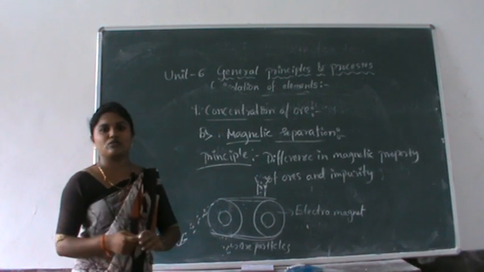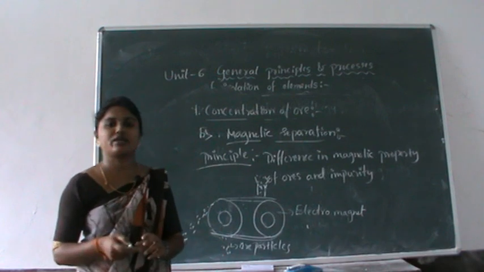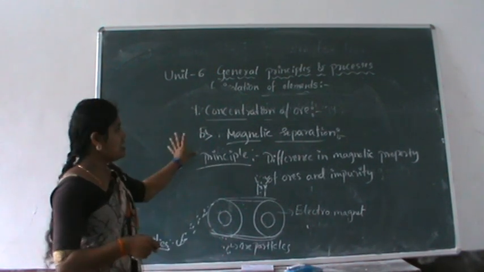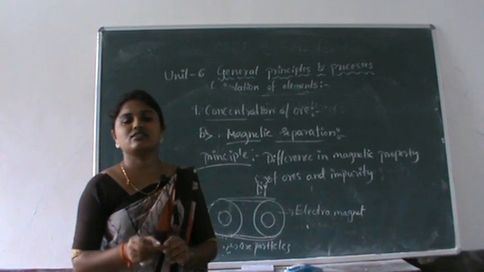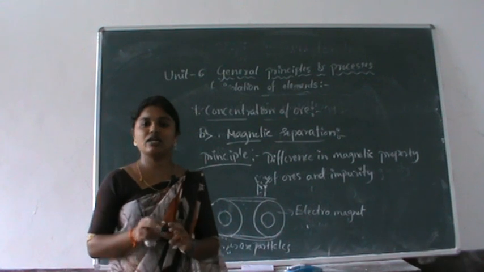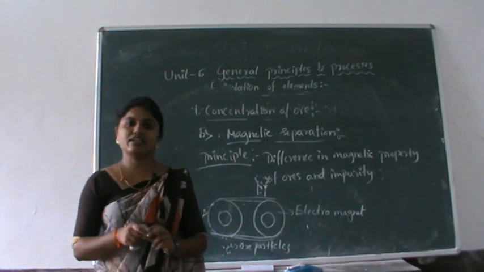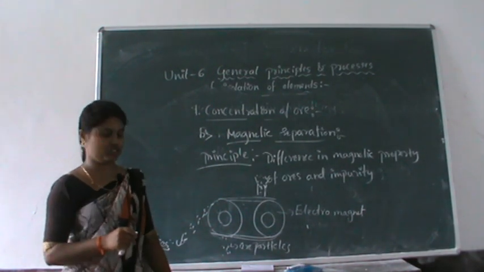For example, tin is separated from its ore cassiterite. We can separate it by this separation. That tin contains impurities like wolframite. The impurity called wolframite is magnetic in nature. Okay? That is the example for magnetic separation.